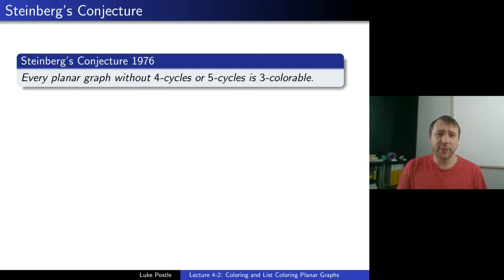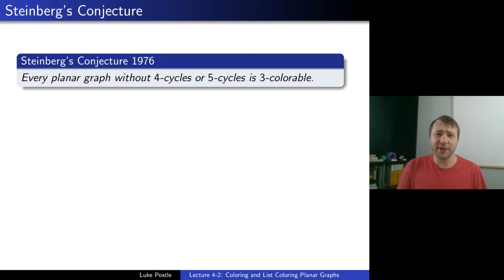Then what? Well, here's another conjecture that rose to prominence from 1976, Steinberg's conjecture. It says that every planar graph without four cycles or five cycles is three colorable. So maybe you want to allow triangles, but then you have to exclude more. There are examples I won't go through that if you just exclude fours, there's a counterexample. If you exclude just fives, there's a counterexample. But maybe if you excluded both, the conjecture was that this works.